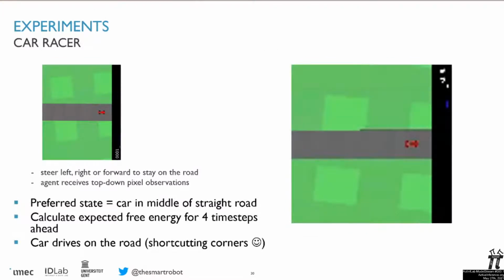Then another experiment we did building upon this was, what if we take this same approach, but now we move to the kind of problems we want to solve. So the high dimensional observations that you cannot model by hand. So we took another OpenAI gym environment, the car racer. And here the goal is to drive the red car, as you can see on the high resolution image on the left, on the road for as long as you can.